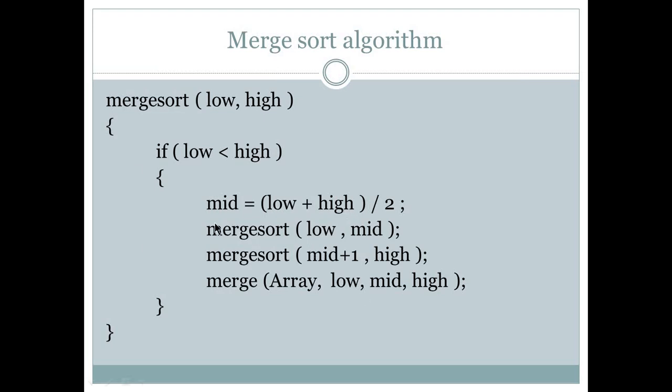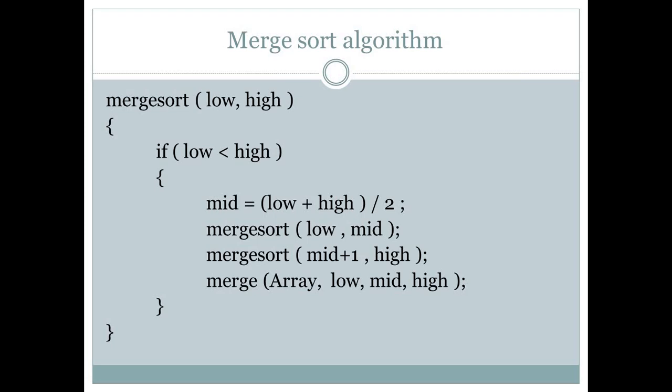After proceeding with the merge sort, we will get some individual numbers. After getting the individual numbers, we will perform our merging on them. For merging we will have the array, our low value, mid value and high value, meaning the array from low to mid and mid to high. That merging we have already studied in the previous video lecture. So this is the algorithm of merge sort.